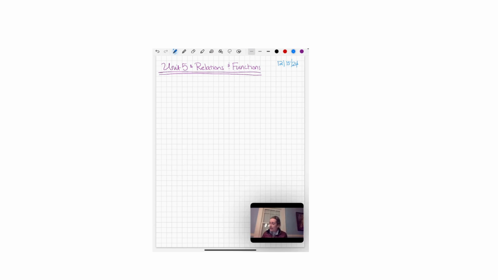So I want to start with a big old circle. And the title of this circle is relations. So I'm going to put it up at the top because I got to write stuff in here. And then within this blue circle, I'm going to put a smaller red circle. She's down here. And that little red circle is going to have the title functions.